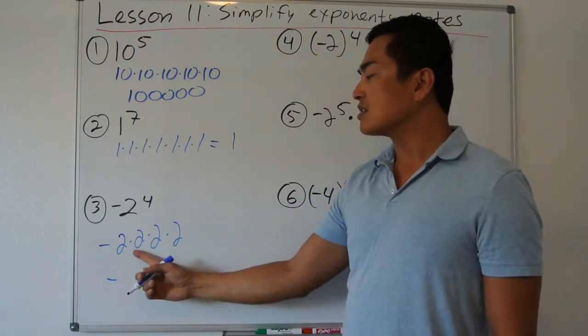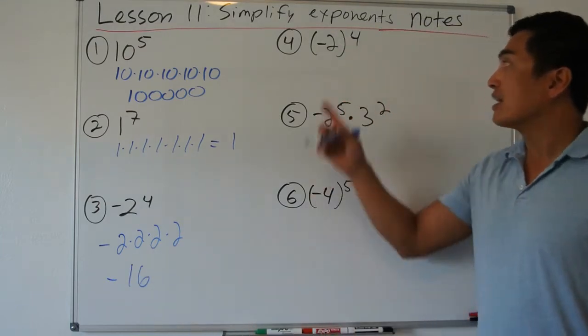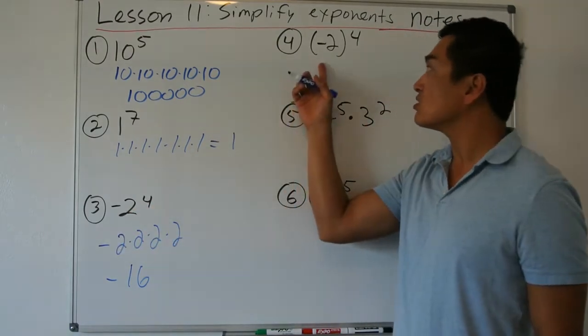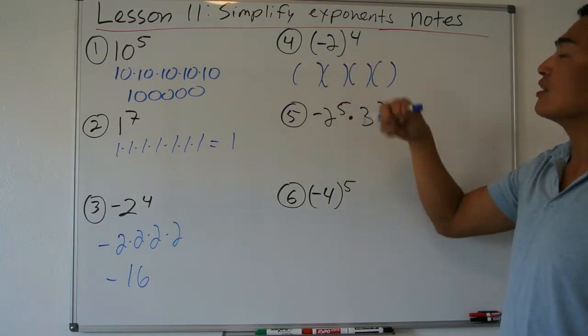That should give me, let's see, a 4, 8, 16. Alright, number 4. Now this one again, very similar but very different. This one has a parenthesis, so you have to write 4 of them. I usually like to write down the parenthesis first, those 4 of them.